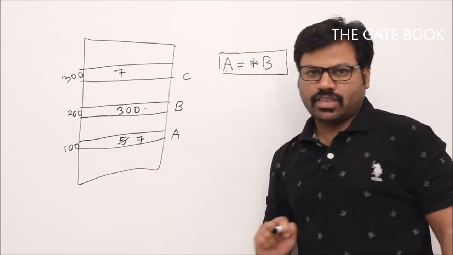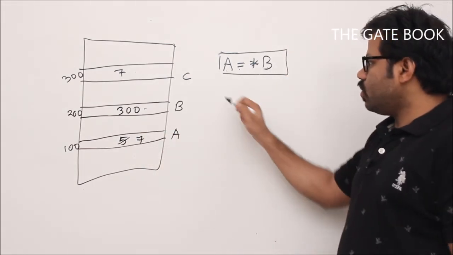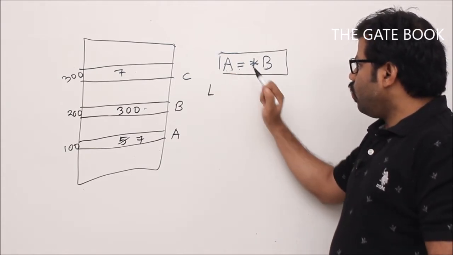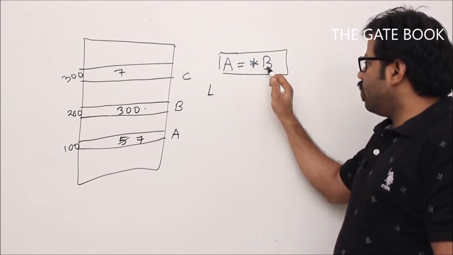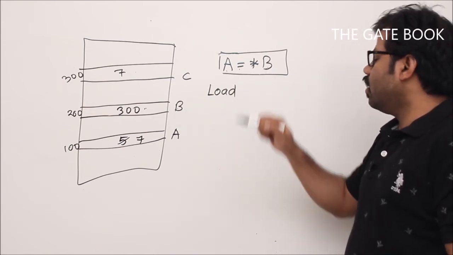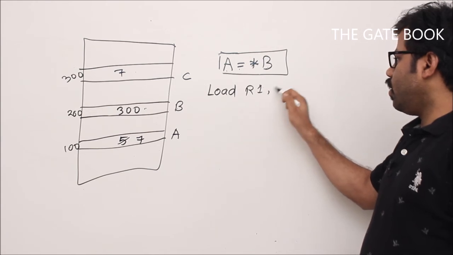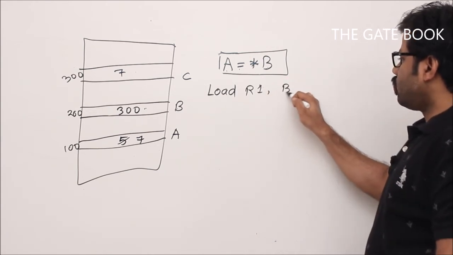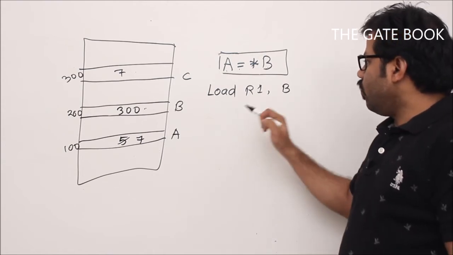For that we have to write instructions. See how to write it. Try to use assembly level programming now. First step: if you want to fetch this data, first you should know where B is, right? So assume that I know B, correct? So I load B into register R1. Next, now recall.